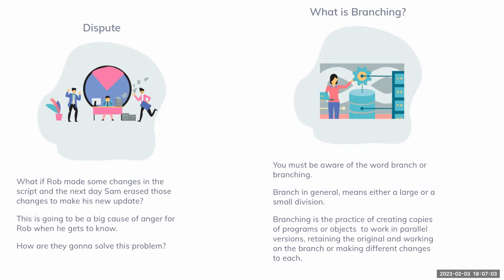Okay, this is going to be a big cause of anger for Rob when he gets to know, right? So how are we going to resolve this problem? We have a concept called branching. So in Git, what is branching? Let's say you have a main repo, some XYZ repo, and a couple of people are working on that XYZ repo.